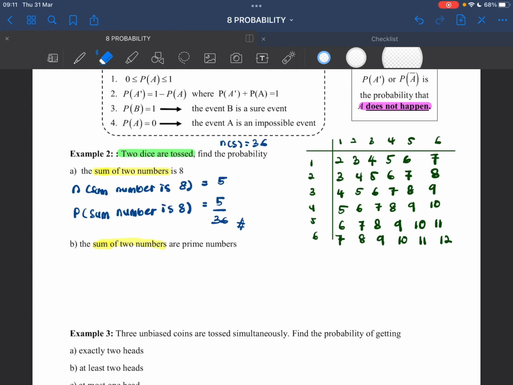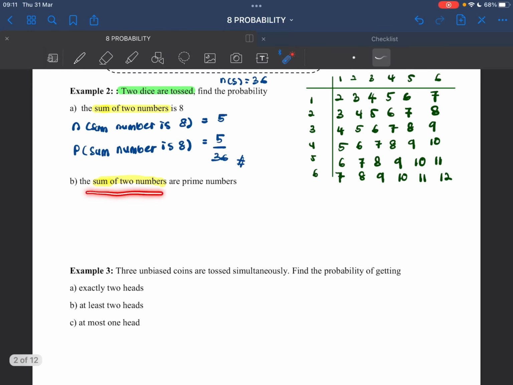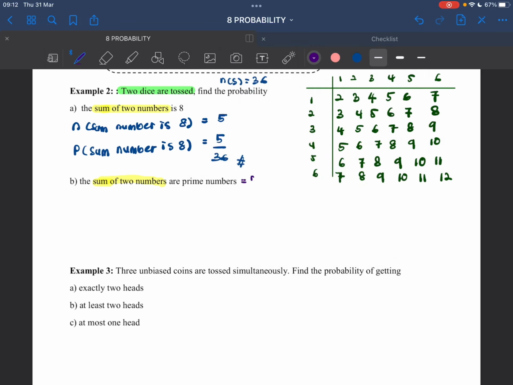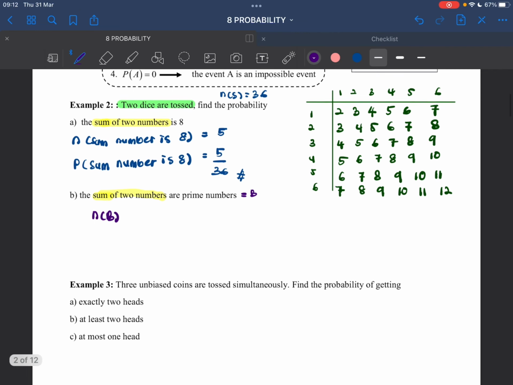Okay, let's get rid of this. The question says the sum of the two numbers is a prime number. Make sure you know your prime numbers. Let this event be B. So we are going to find N(B). How many prime numbers do we have in our outcomes there?